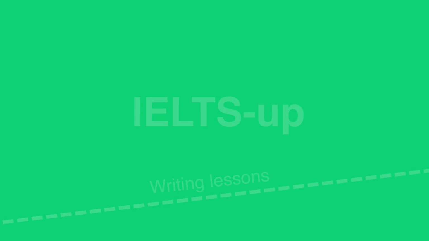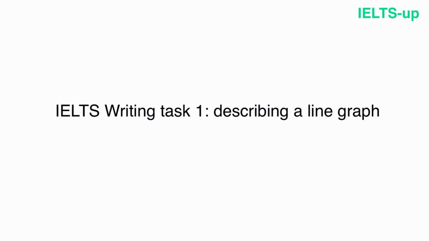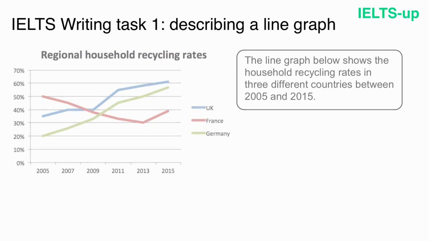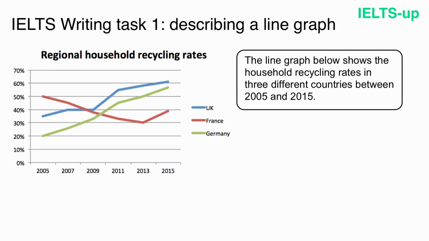Hello, it's IELTS Writing tutorial, and in this lesson we are going to learn how to answer IELTS Academic Writing Task 1, namely how to describe a line graph. I'll give you all the essential information to give a Band 9 answer. So let's take a look at the given line graph.